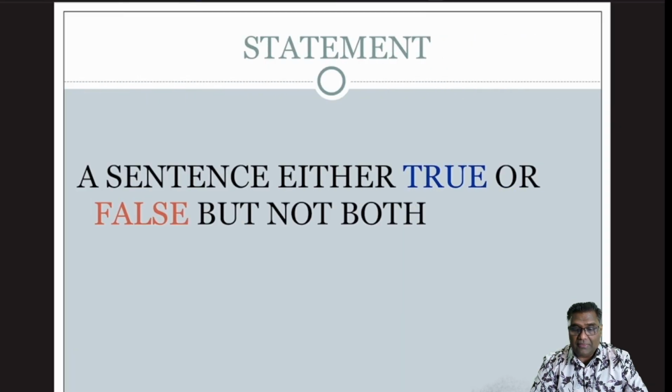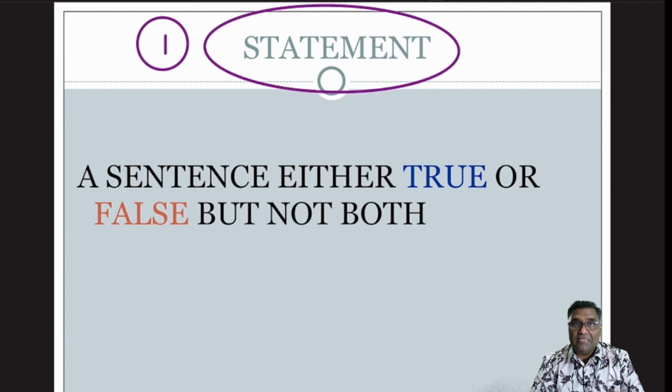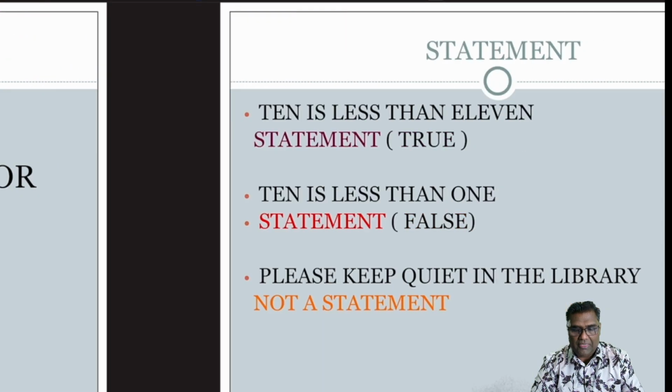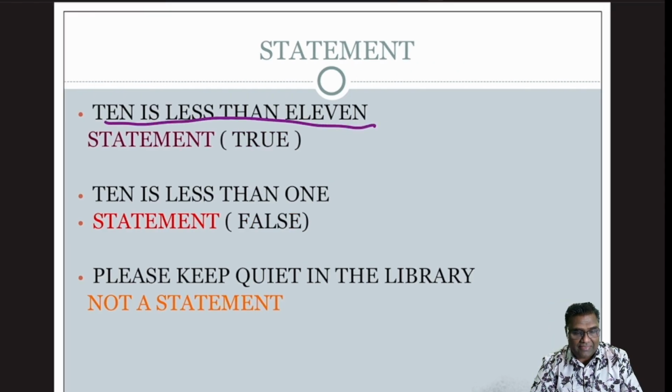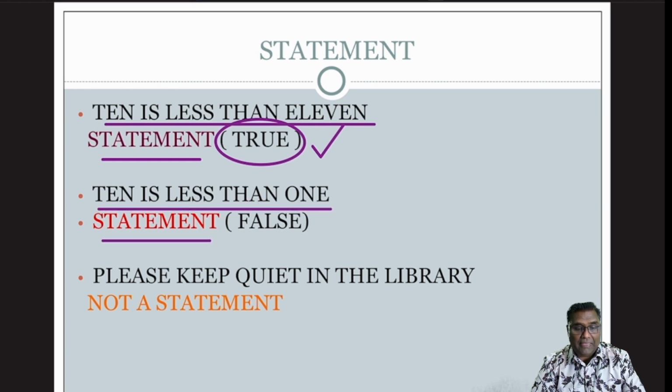Okay, under mathematical reasoning, the first keyword that we need to know is called statement. Number one, a statement is something that can be either true or false, but not both. That means dia tak boleh true and false together. Sama ada ia true atau false. Contoh, example, 10 is less than 11. It's a statement, and it's a true statement. Betul? 10 is less than 1. It's a statement, but it's a false statement. So, please take note, a statement can be true, can be false.